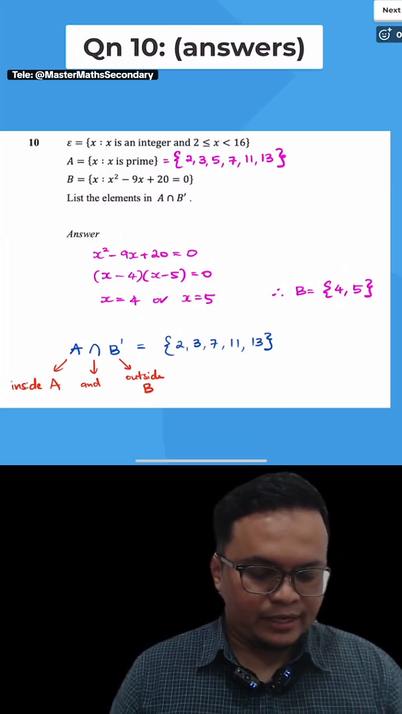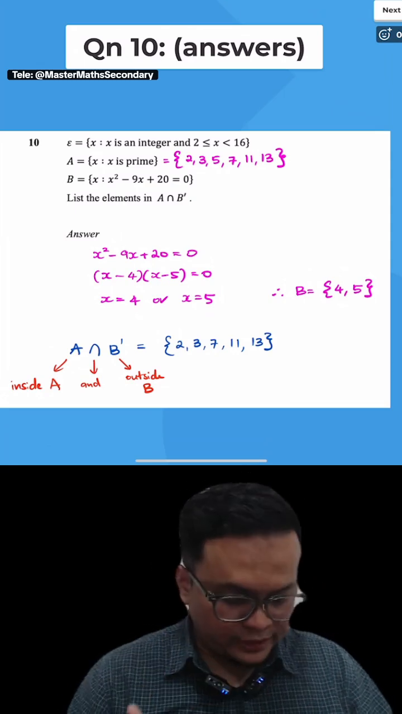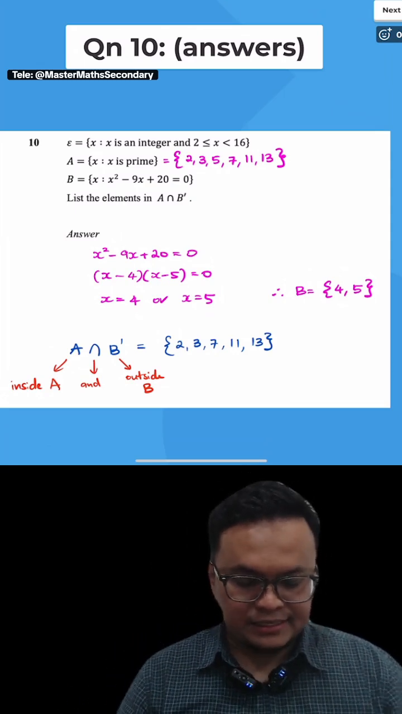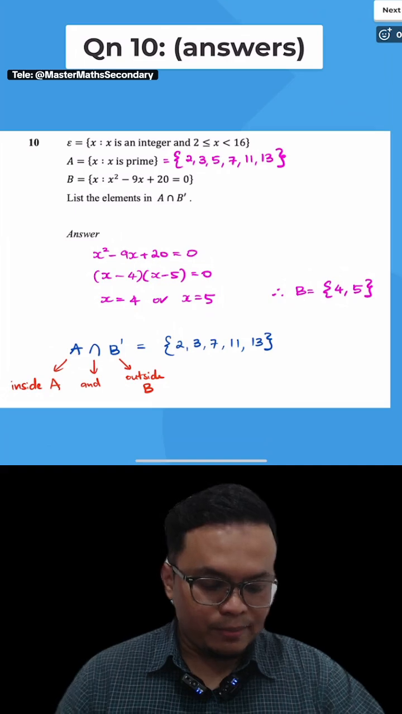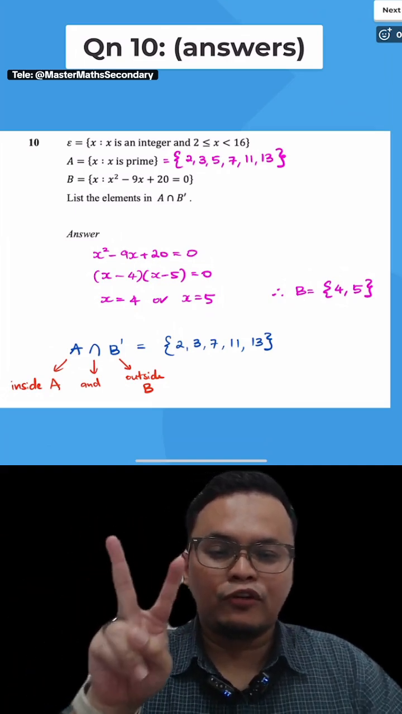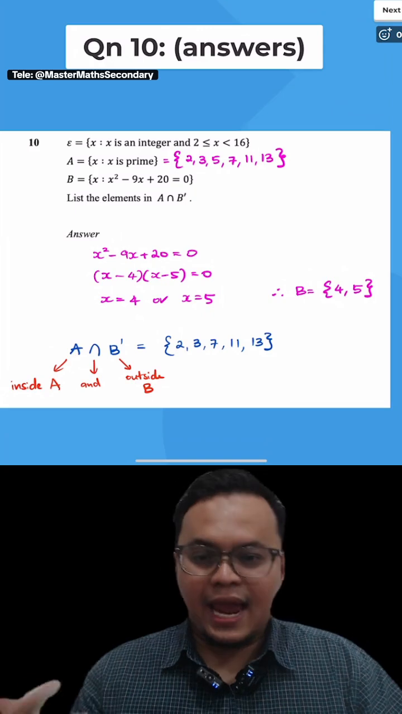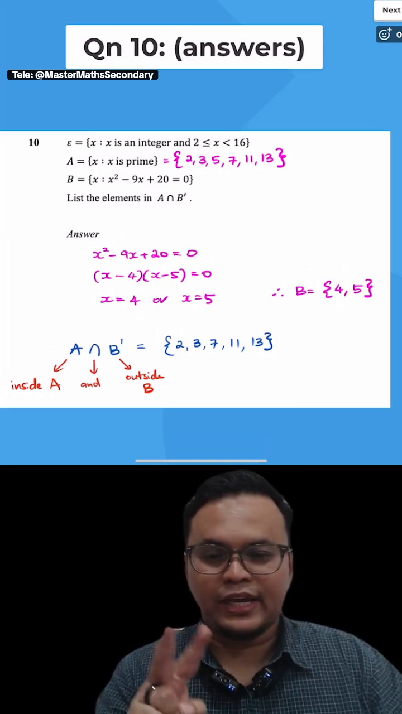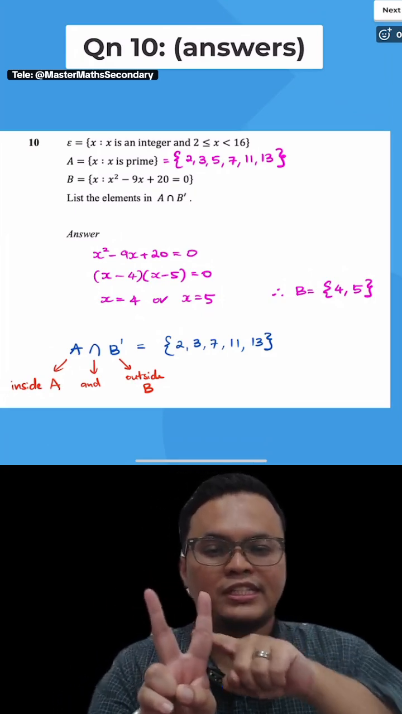If you look at the elements of set A and set B, we can then proceed to find out what are the elements that are inside of A and outside of B. Remember this is an intersection, an AND, whereby both conditions must be fulfilled. You must be inside of A and you must also be outside of B. You cannot just fulfill one of the conditions, not enough. Both conditions must be fulfilled.